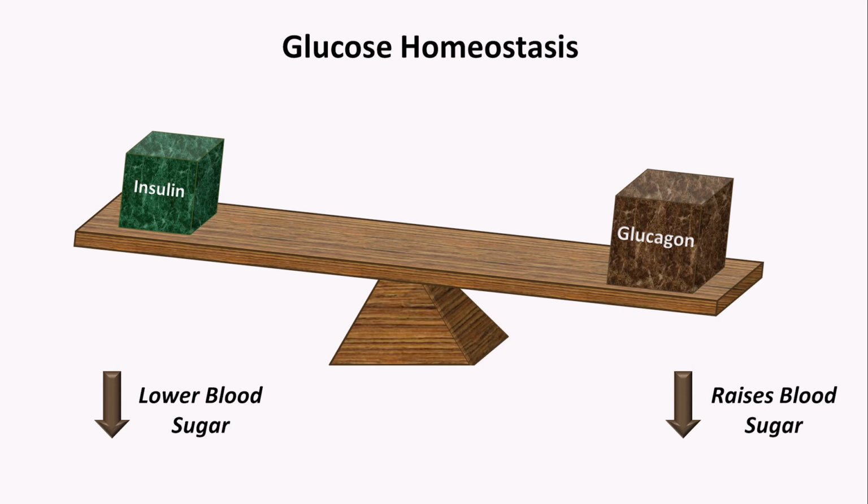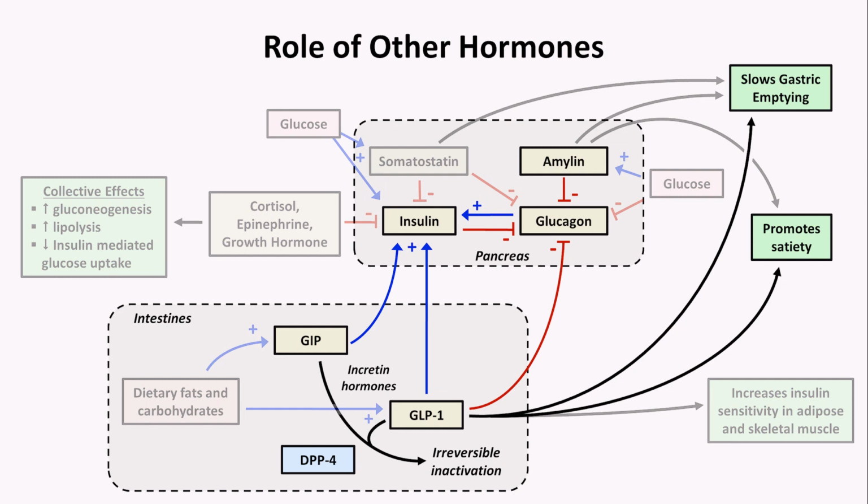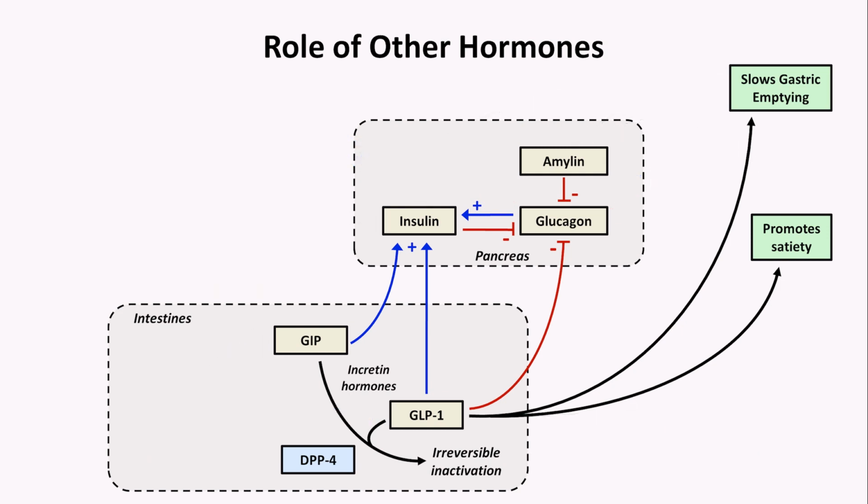However, the insulin-glucagon paradigm of glucose homeostasis is a significant oversimplification of the process. There are at least 7 other hormones involved which regulate the secretion of insulin either directly or indirectly. This diagram is discussed in detail in my insulin and glucagon video, but if we strip away all but the essentials necessary to understand treatment, we are left with this. We have 3 remaining hormones to worry about.